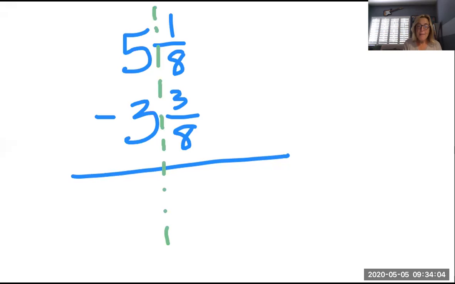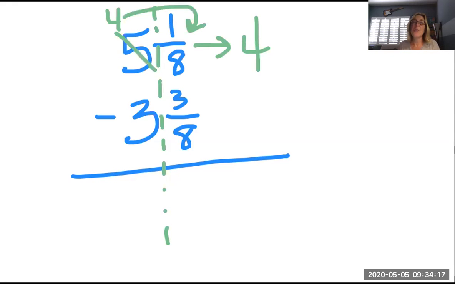And I can get them from the whole number. So I'm going to rewrite this. I'm going to take one of these whole numbers away, so I have 4 whole numbers left, and then I'm going to turn it into eighths. And I know that every whole has 8/8 in it. So I have to combine that with the 1/8 that I have. And so we could rewrite 5 1/8 as 4 9/8.